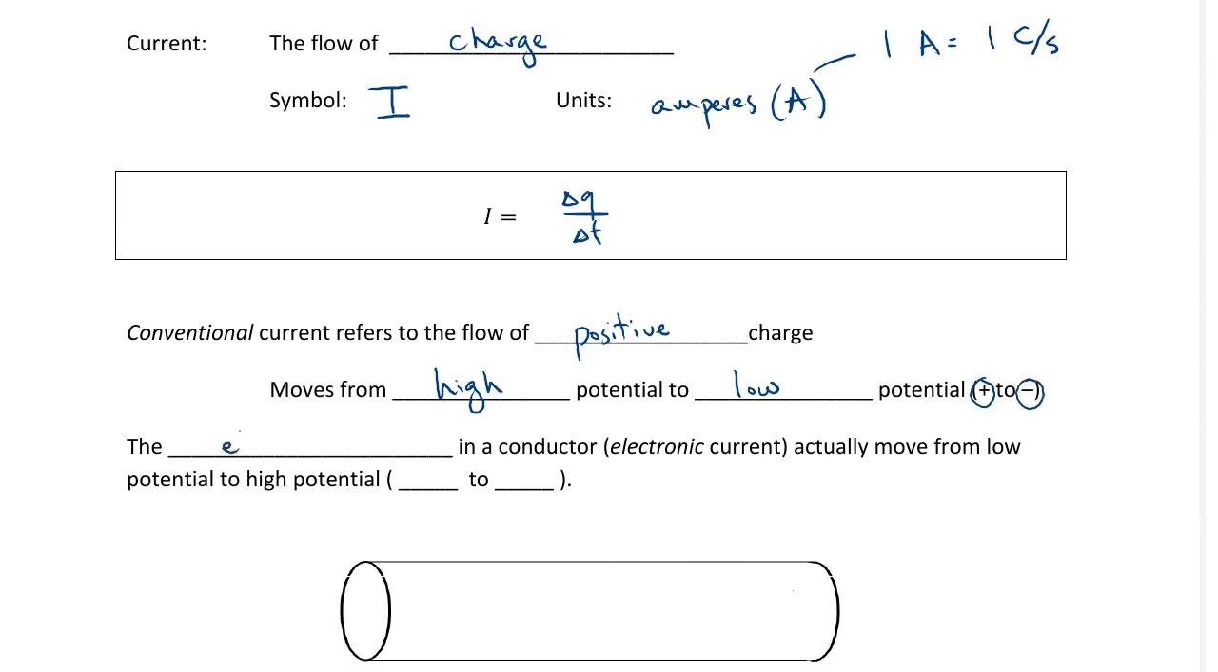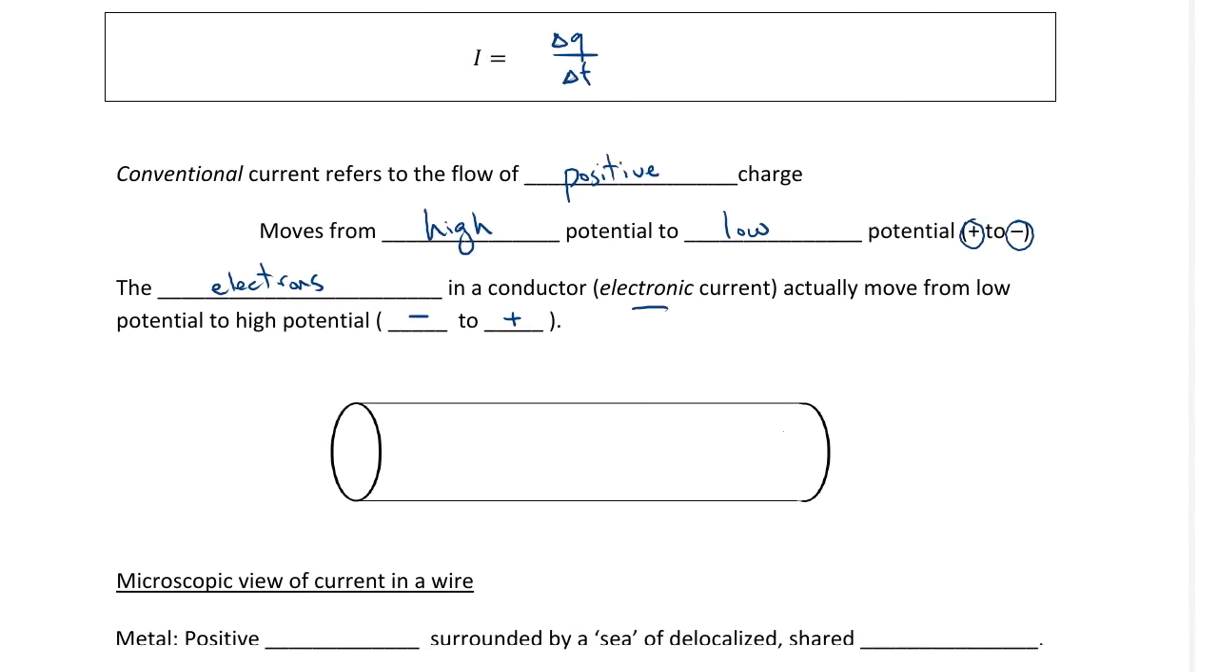The electrons are actually moving in the opposite direction. The electrons in a conductor, which we might call the electronic current, move from low potential to high potential. So they're moving from the negative terminal of a cell around the circuit and then into the cell at the positive terminal. If this is our wire, and this is the negative end closer to the negative terminal of the cell, and this is the positive end closer to the positive terminal of the cell, the conventional current is moving in this direction, but the electrons are actually moving in that direction.